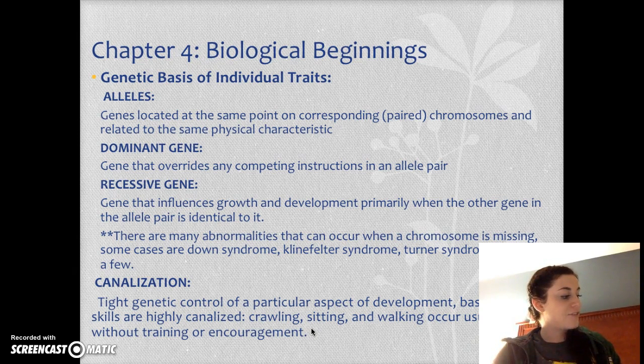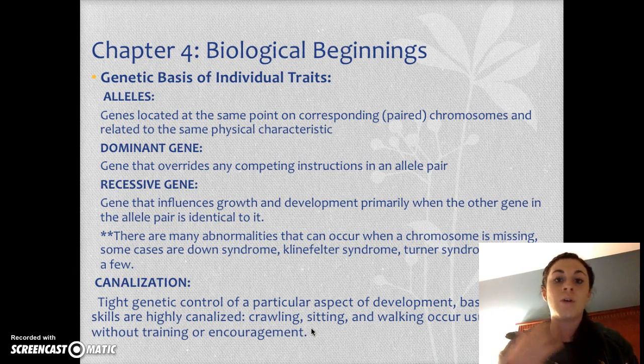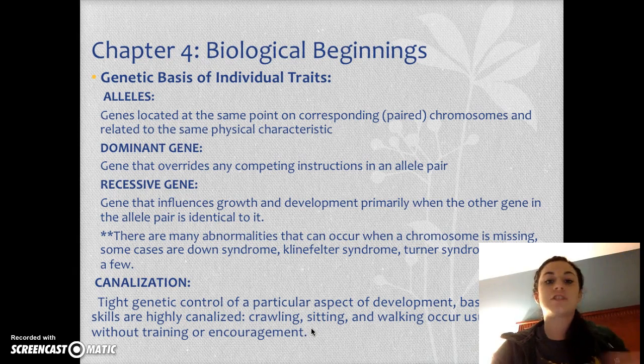Then Klinefelter syndrome, only boys can have this syndrome, and they have one Y chromosome and two or more X chromosomes. Sometimes that's not known until adolescence, actually. And then Turner syndrome is only for girls, and they have one X chromosome and are missing the second sex chromosome. They have a broad chest and webbed neck. So Klinefelter is only for boys, and Turner is only for girls.